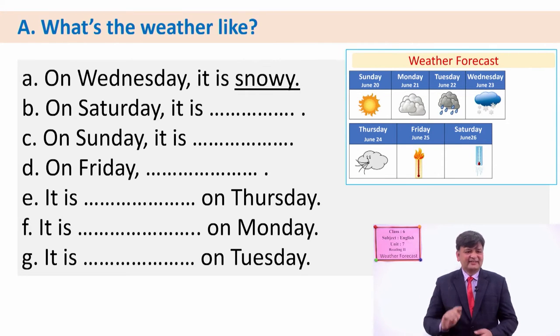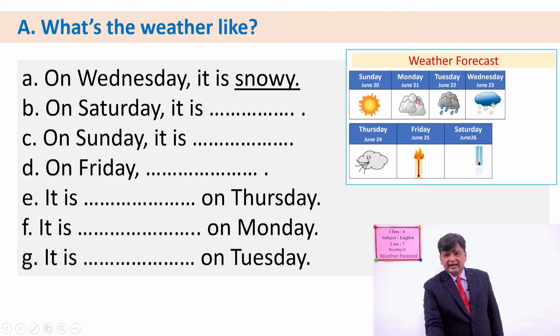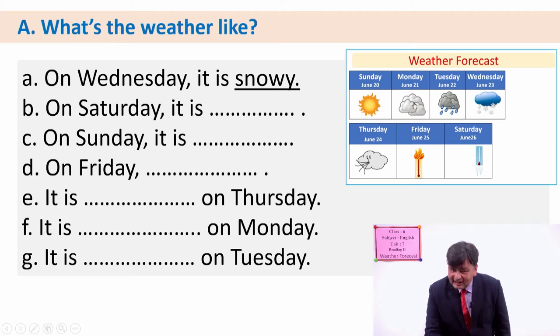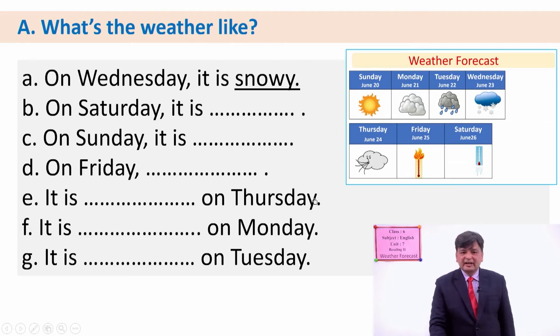W-I-N-D-Y. Good, very good. And on Monday, what can you see in the sky? In the sky, you can see the cloud. So it's a cloudy day. It's cloudy on Monday. So it is on Tuesday. Yeah, the raindrops. Okay, so it's a rainy day.